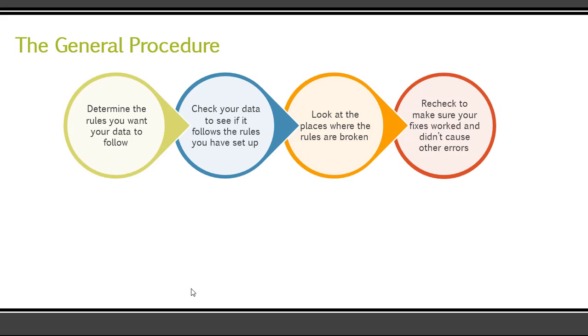First I'm going to look at this in just regular words. So the process in general is you determine the rules you want your data to follow. You're going to use the computer to check your data to see if it follows the rules you have set up. You're then going to look at the places where the rules have been broken, perhaps try to fix them, and then recheck to make sure that those fixes worked and didn't cause any other errors. So that's in human terms what we're doing.